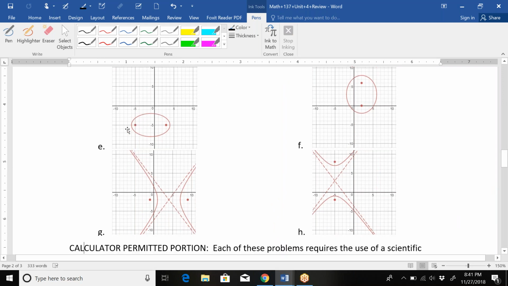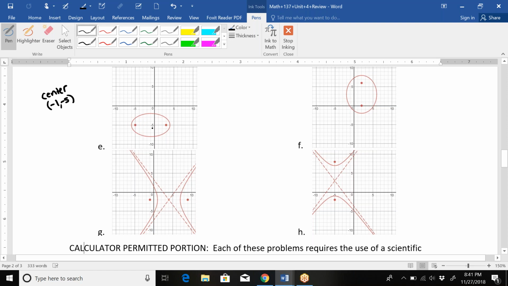Okay, so we need to find the center of this, and the easiest way to do that is kind of find the top of this egg and count down from there. So this is -1, down 1, 2, 3, 4, 5. Looks like it's right there. That's in line with that. So that's -1, -5 for my center. And I can count my A, B, and C values.